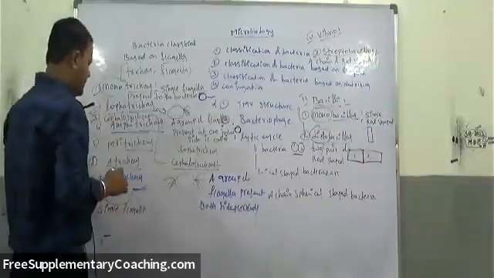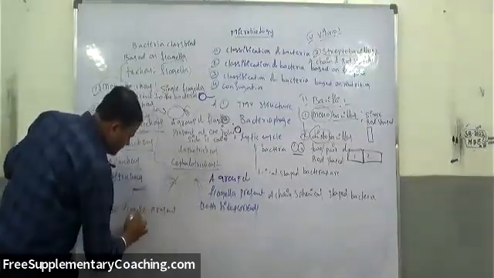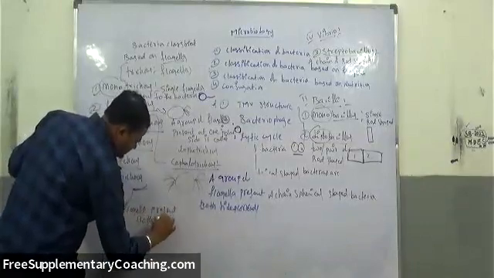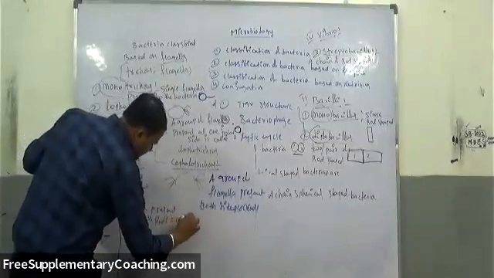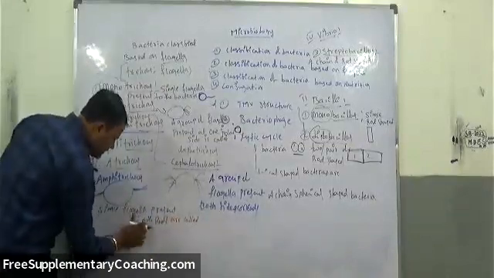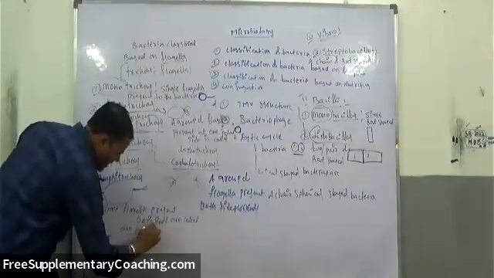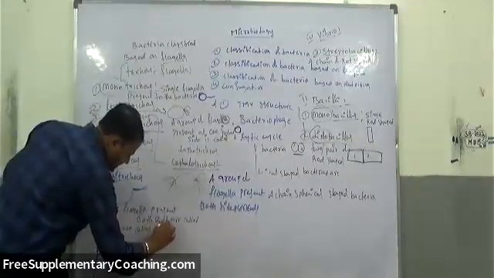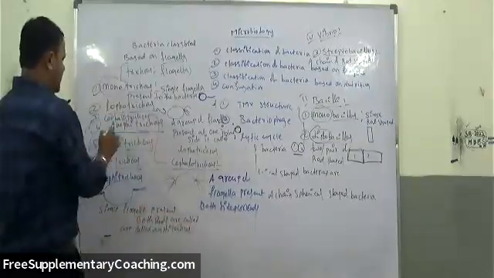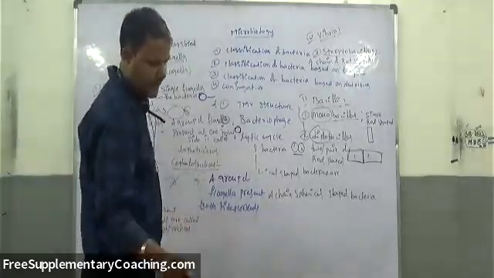A single flagellum present at both ends. Present at both ends are called what? Amphitrichous. Then the next one is peritrichous.